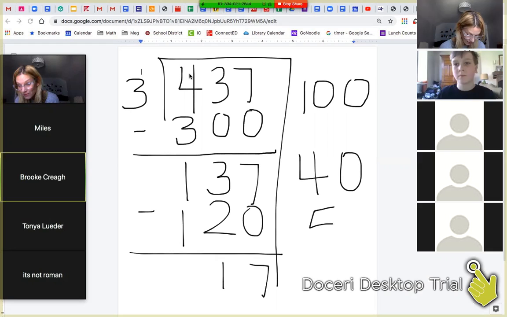3 times 5 is, I'm going to run out of space, 15. So I'll do it over here. 17 minus 15. That works. 7 minus 5 is 2. And that's it. And that's my leftovers. Your leftovers are your remainders.